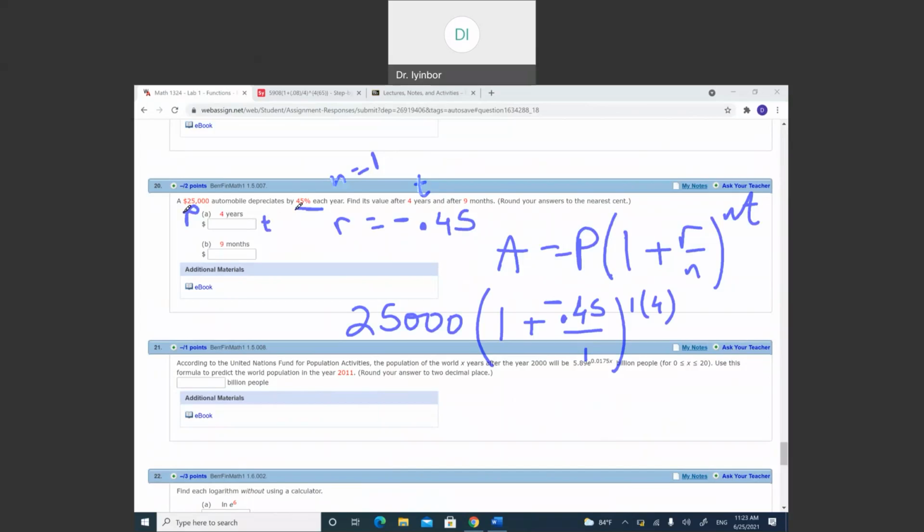Now when you have 9 months, the time has to be in years. So you're going to change 9 months to years, so it's going to be 9 out of 12. So that's your time, 9 out of 12. That's what you're using for the second answer. And then just plug it in and get the number. So let's do the first one.